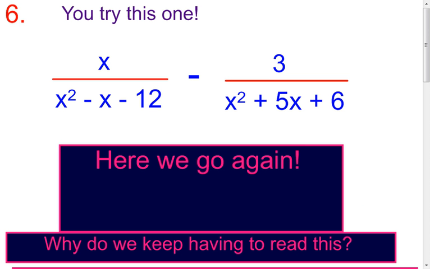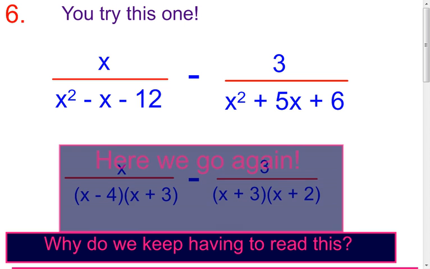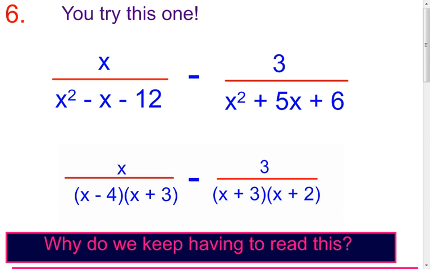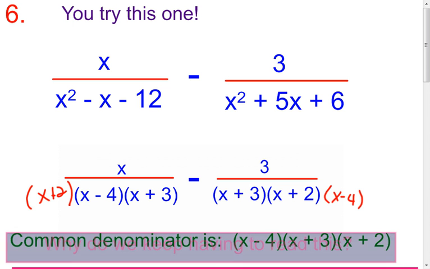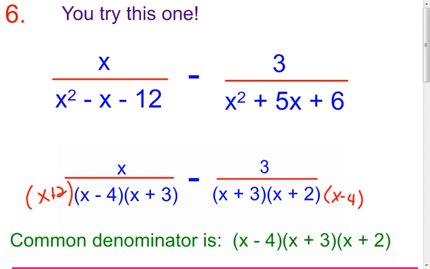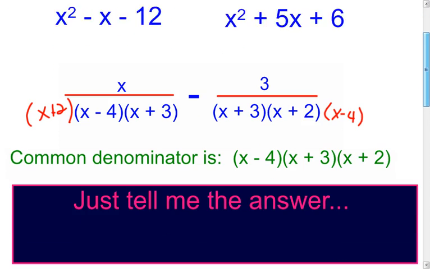All right, and here's one for you to try. So here we go. You're going to factor the bottoms out, and so the left factors is x minus 4 and x plus 3. The right is x plus 3 and x plus 2. You can see that the left side does not have the x plus 2 in it. It's missing that. And the right side does not have the x minus 4 in it. It's missing that. So that's what you'll need to multiply top and bottom by. So your common denominator would be x minus 4 times x plus 3 times x plus 2.